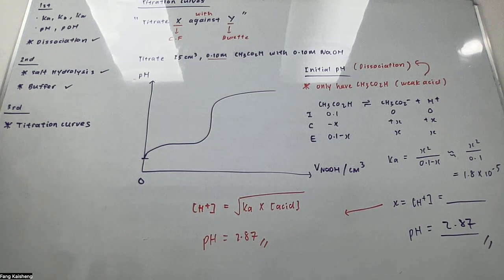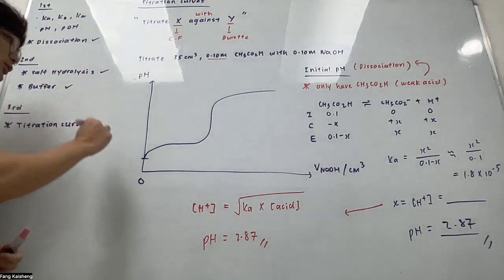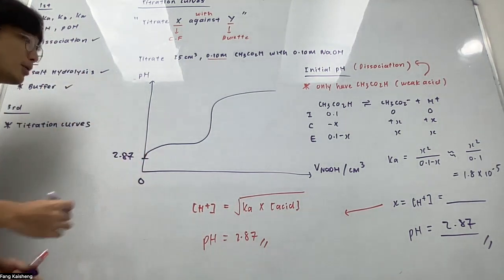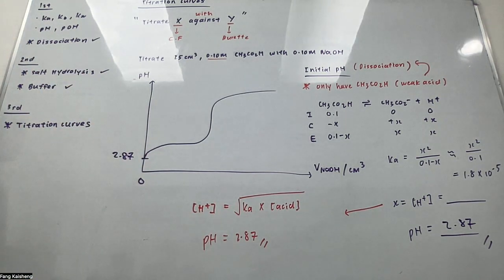Okay, guys, go back to the graph. I need you all to label this as 2.87. The graph must be labelled. If you don't label the graph, they also penalize, right?